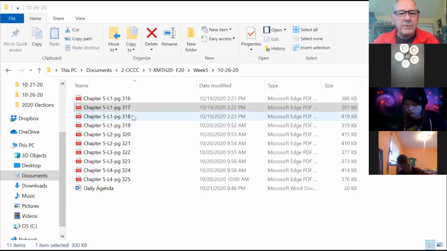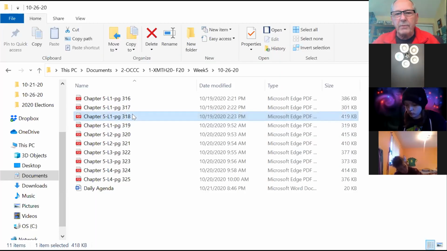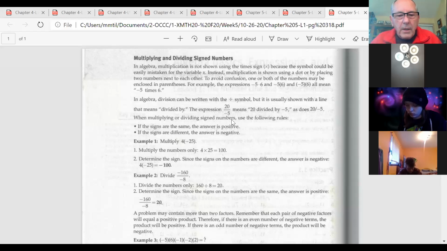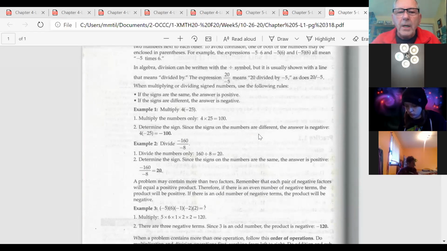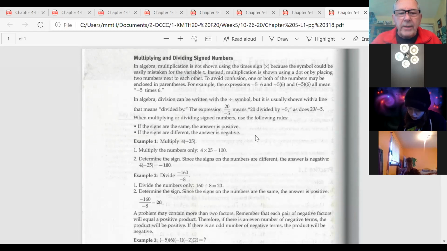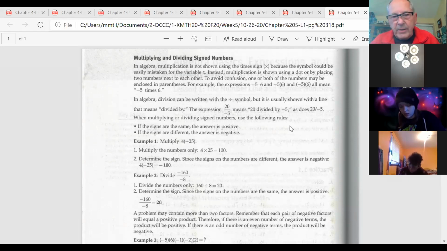Okay, stop sharing that. We're going to go on to the next section because there's quite a bit in this section in this lesson for today. Okay. Multiplying and dividing signed numbers. Again, signed numbers mean whether it's a negative or positive, right? It's the same rule. A negative times a negative, or a negative divided by a negative, is a positive. A positive times a negative, or a positive divided by a negative, is a negative. It's exactly the same rule.